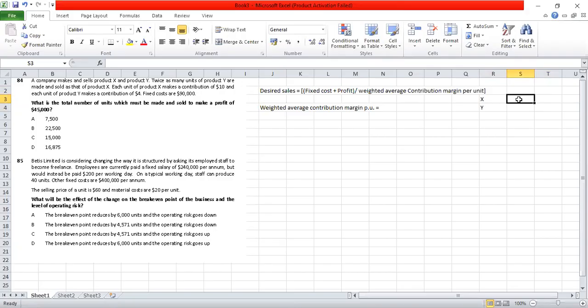Twice as many units of product Y are made and sold as X. If one unit of X is produced, then 2 units of Y are produced. That is the proportion in which X and Y are produced. X is generating a contribution. This is the mix: how many units are produced and sold. That's the mix.